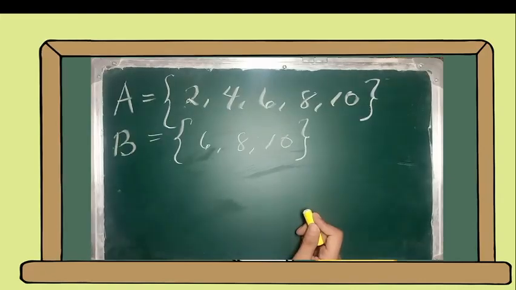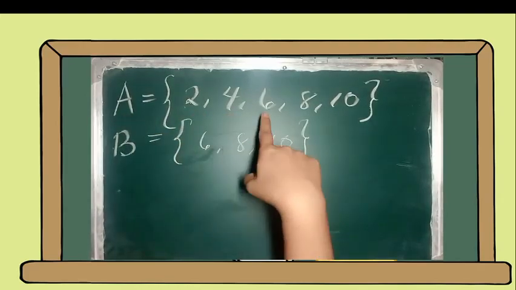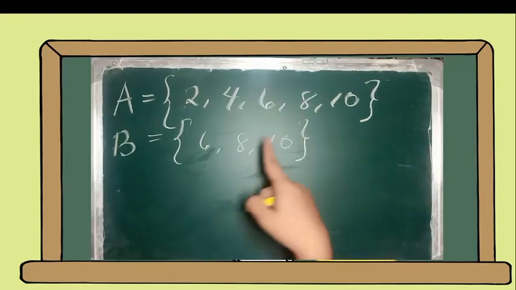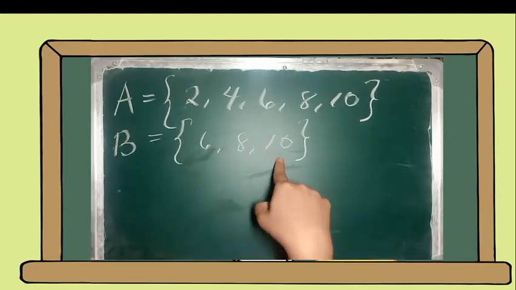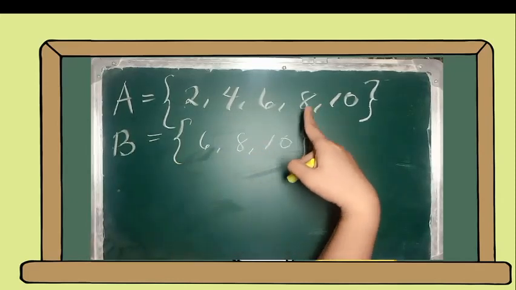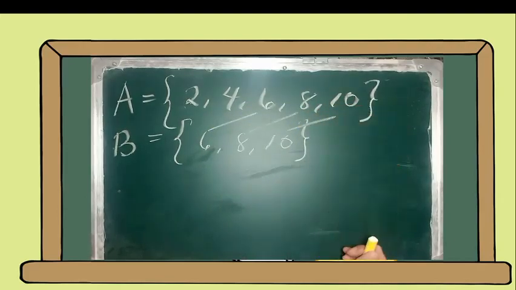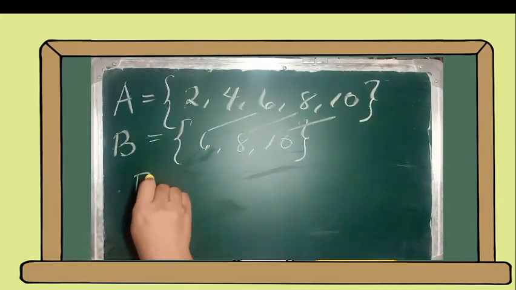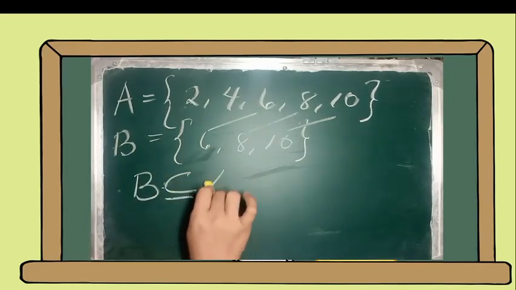Let's look at another example. We have A with the elements 2, 4, 6, 8, and 10. And B is equal to 6, 8, 10. Notice that all elements of B can be found in set A. So, meaning B is a subset of A.